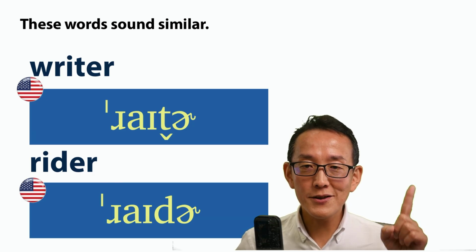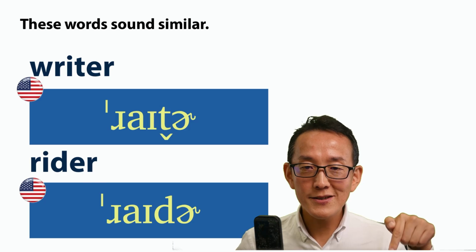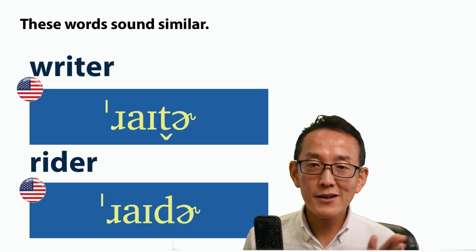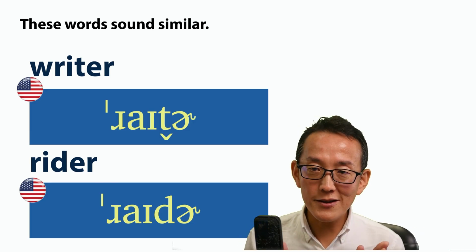Okay, so the first one, writer. Second one, rider. Writer, rider. So there is a difference in the vowel length. The vowel in rider is a little longer.